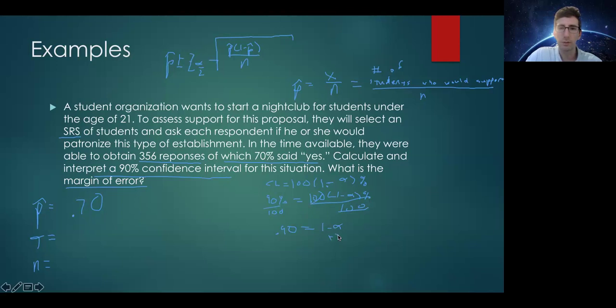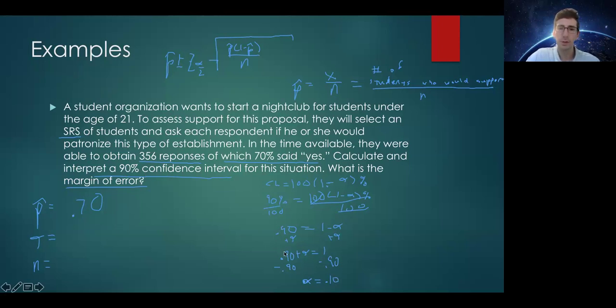We could add alpha to both sides, right? A little bit of algebra here. So we get 0.9 plus alpha equals 1. And then we subtract the 0.9 from both sides, and we get that alpha equals 0.10.